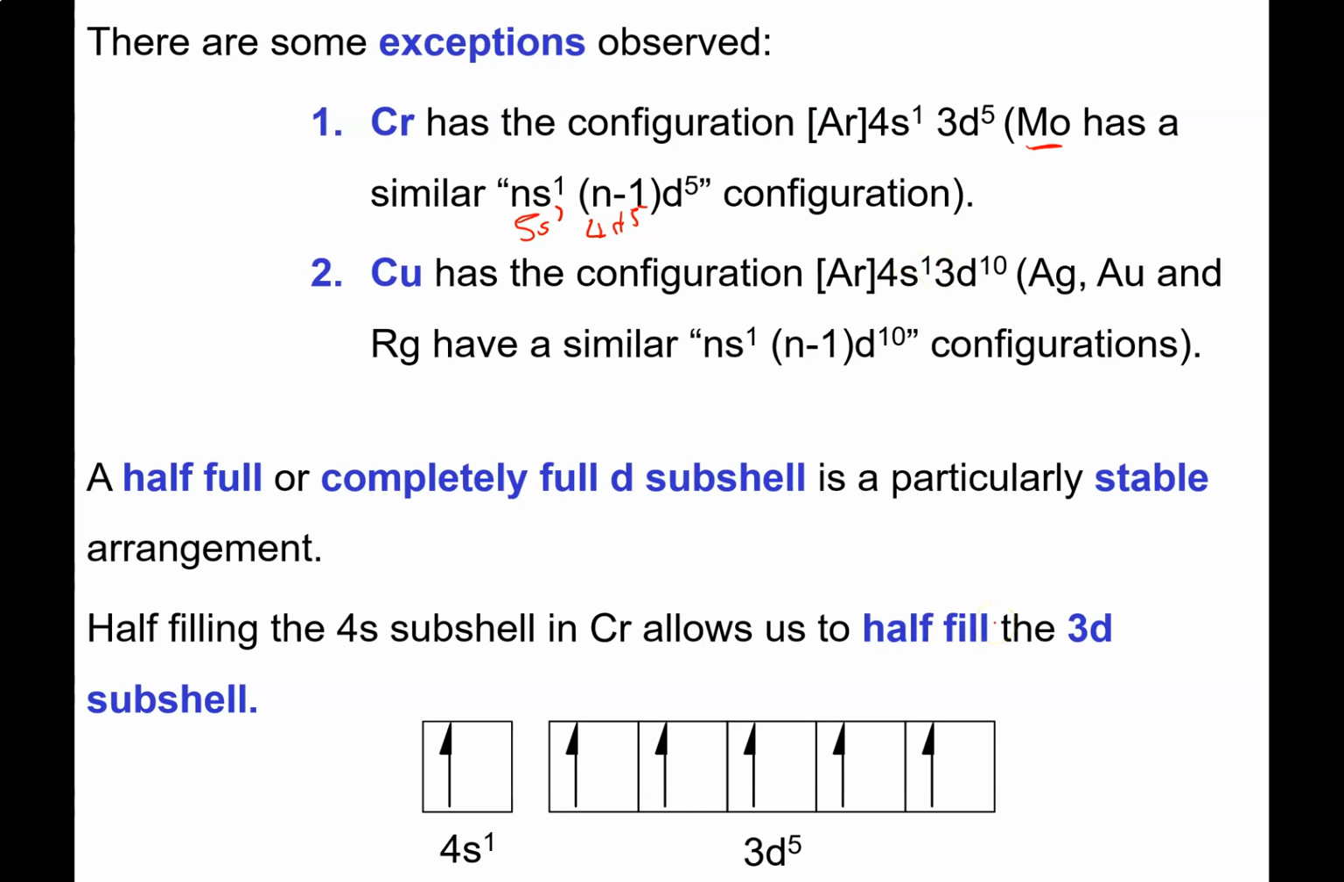The elements underneath copper also follow that pattern, where they are ns1 (n-1)d10 rather than the expected s2 d9. So we do have to keep in mind these exceptions. For the copper group, it's the whole column. For the chromium group, it's just molybdenum underneath it that does this kind of weird thing. And so why does it happen?